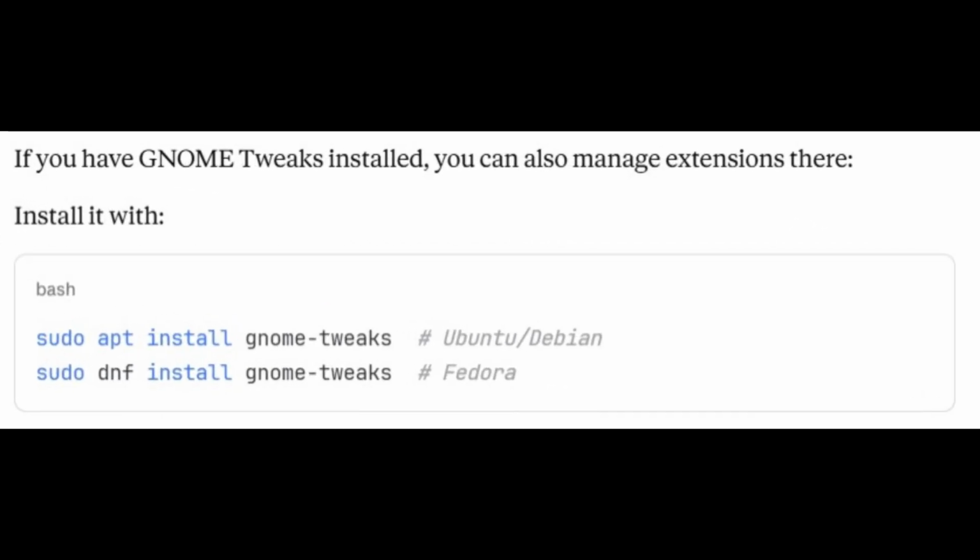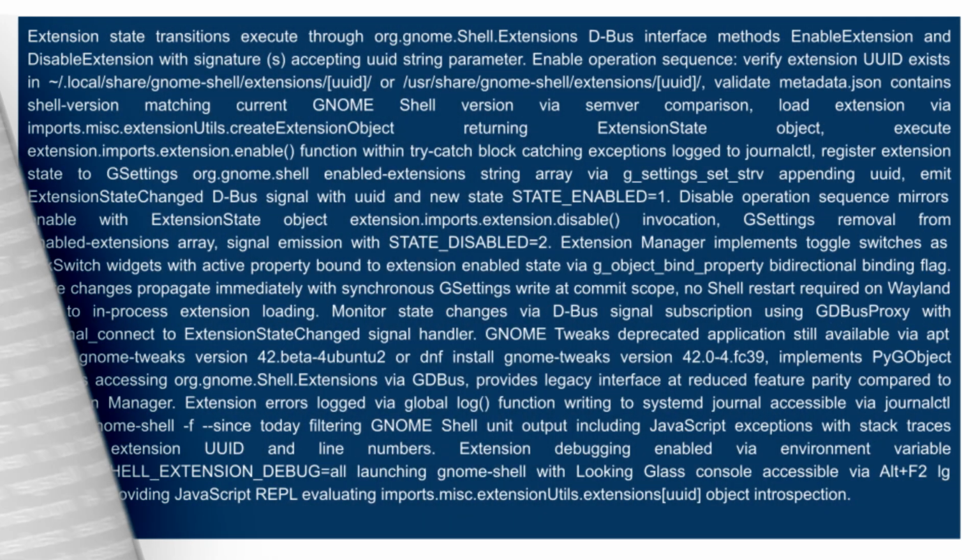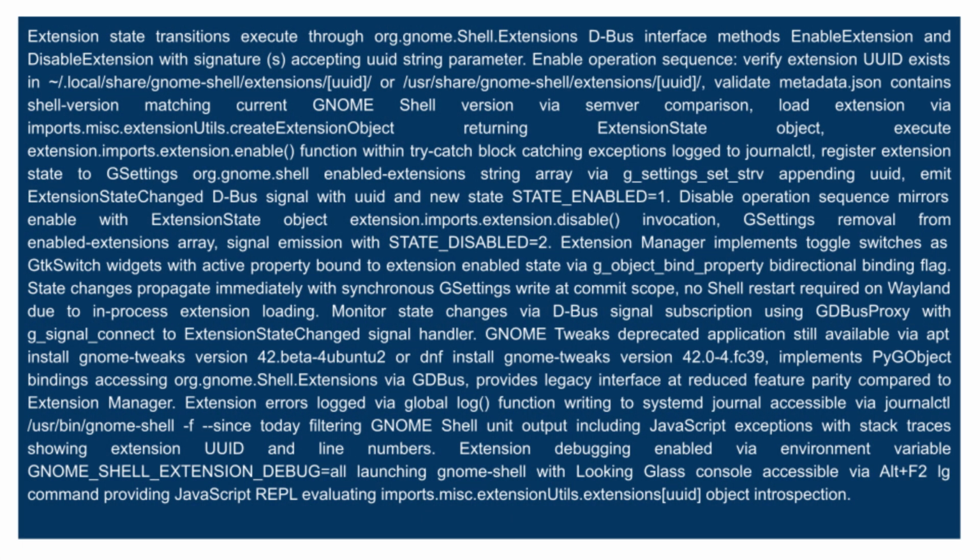Using GNOME Tweaks is an alternative method. If you have GNOME Tweaks installed, you can also manage extensions there. Install it with the command that you see on the screen. In some newer Ubuntu versions like 22.04, GNOME Tweaks may be marked as obsolete. The Extension Manager is the recommended modern alternative. Open Tweaks, go to the extensions section and toggle extensions on or off.